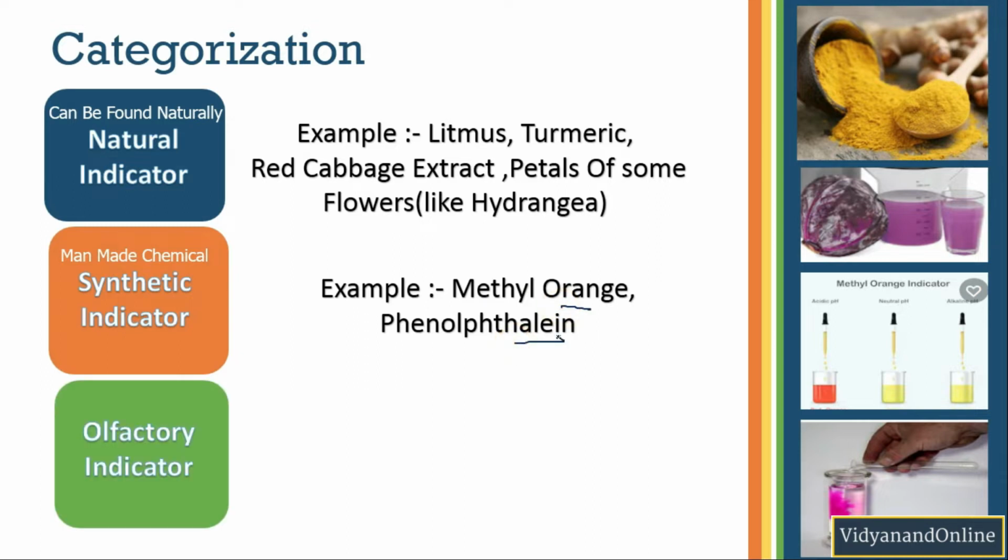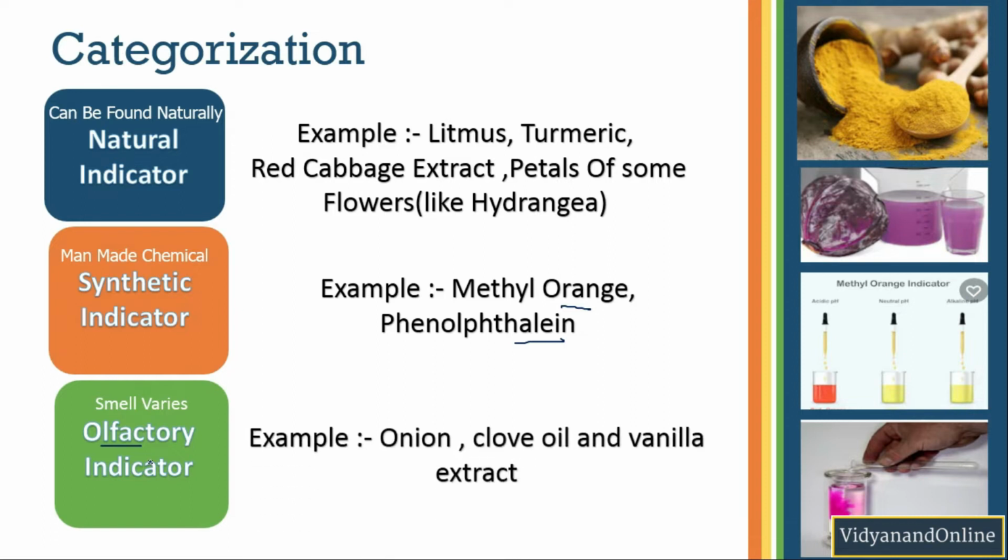Last is olfactory indicators. What is olfactory? It is related to odor. Indicators which change their smell in acidic or basic medium are olfactory indicators. That is, their smell will vary. Examples include onion, clove oil and vanilla extract. Now let us study them one by one.